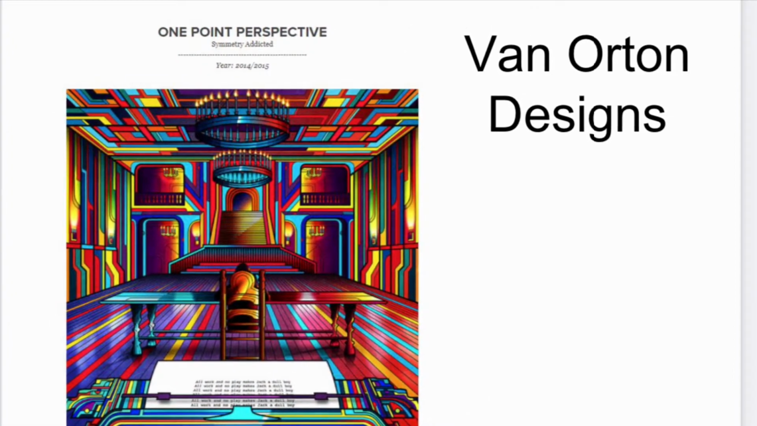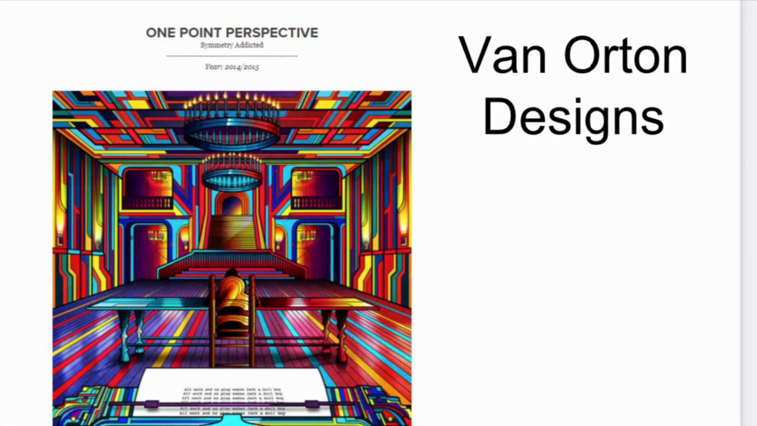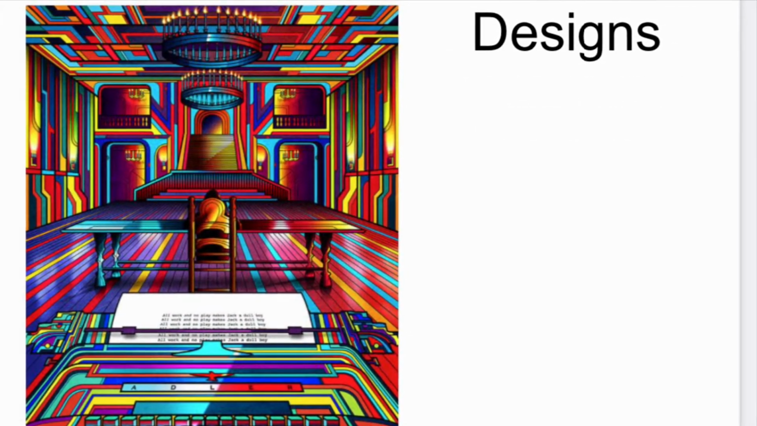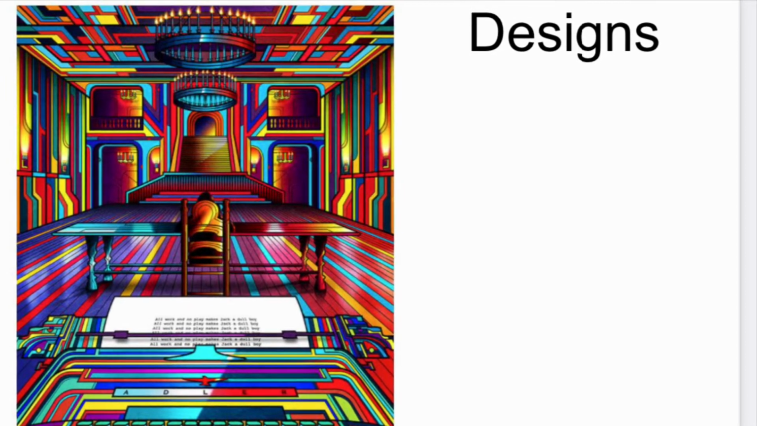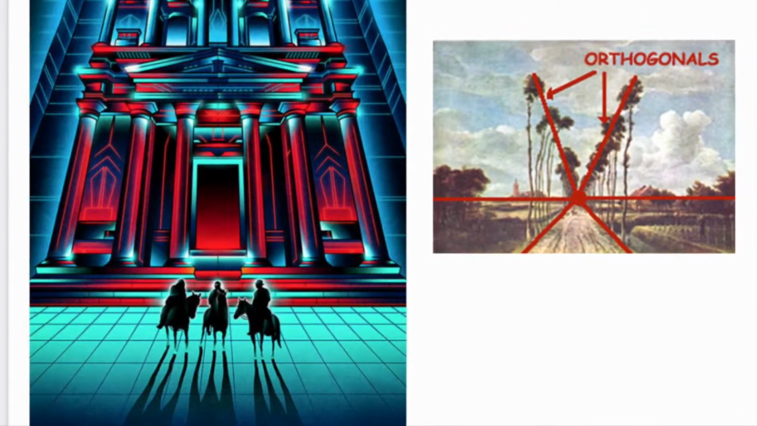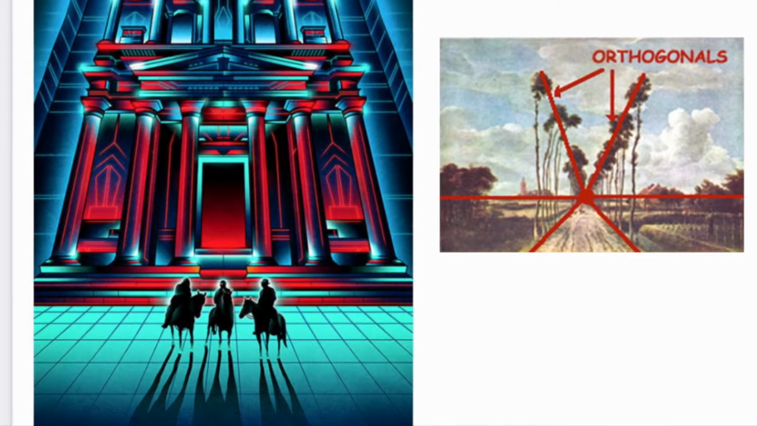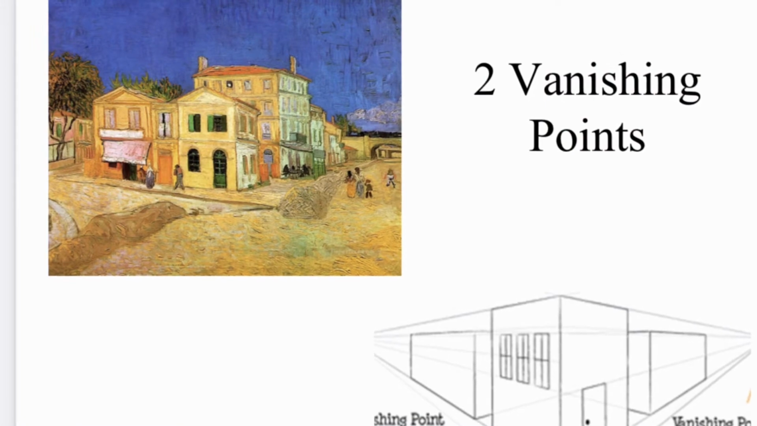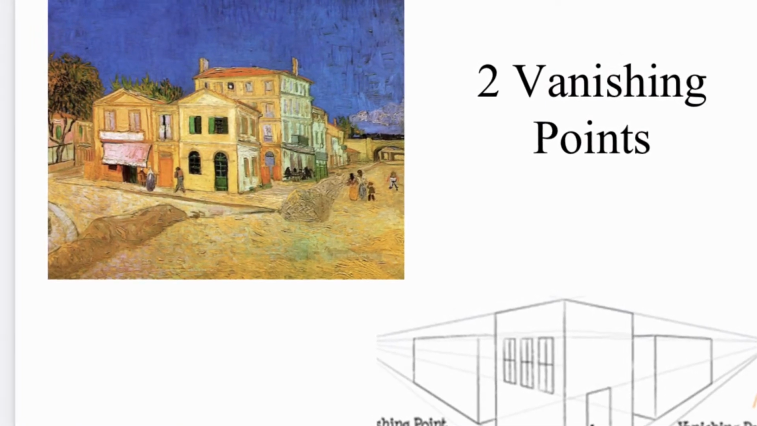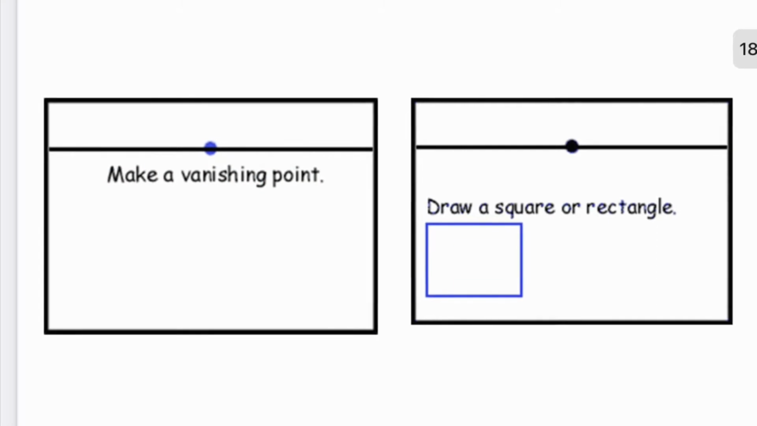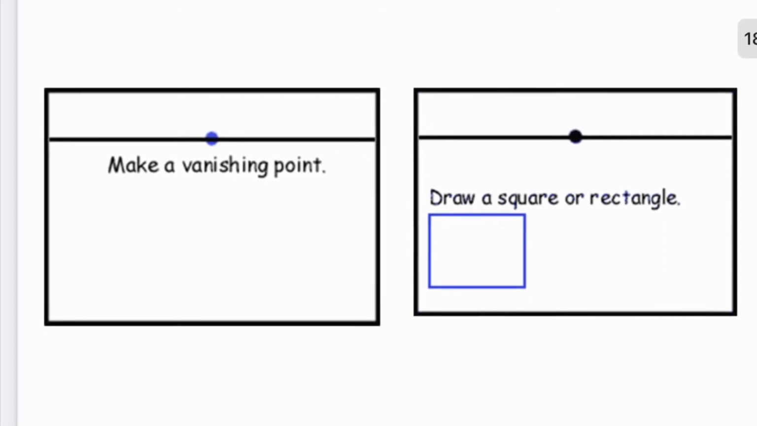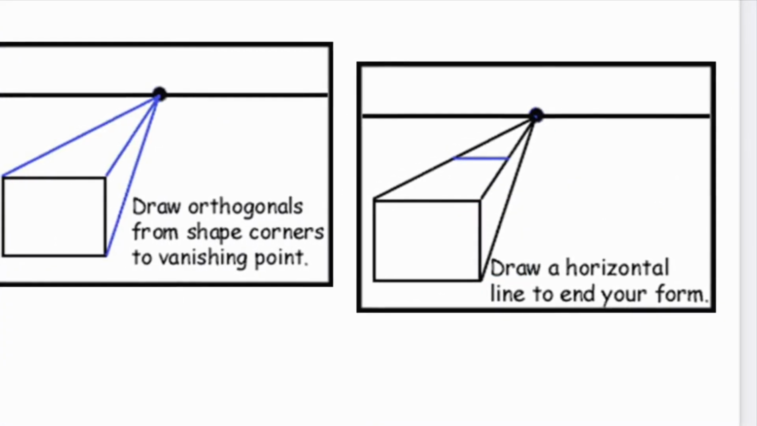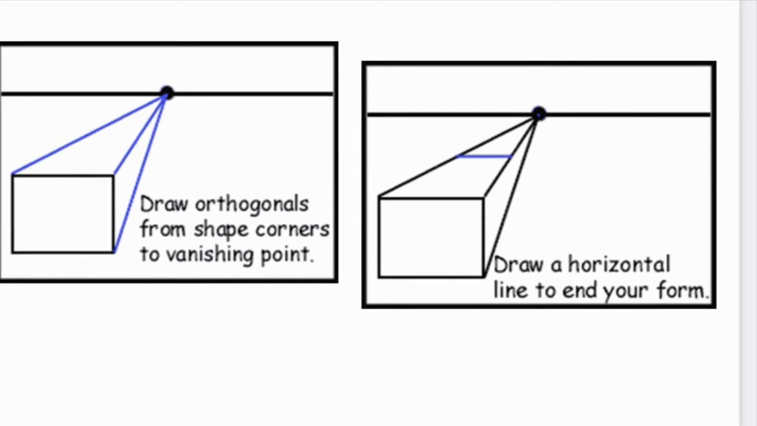Take a look at this artwork by Van Orton Designs. They get imaginative and creative with the way they use one-point perspective. There are a lot of things that you can do with one-point perspective. This painting has two vanishing points. So basically, if you're creating a city drawing, you would start with a vanishing point and a horizon line, create shapes, and then all orthogonal lines lead to the vanishing point.